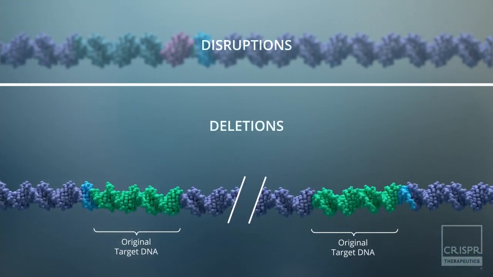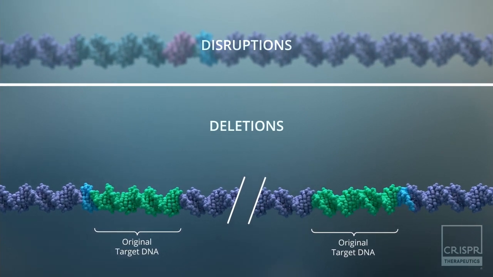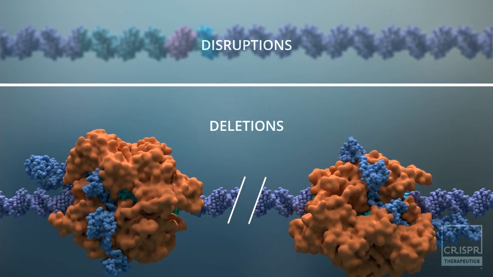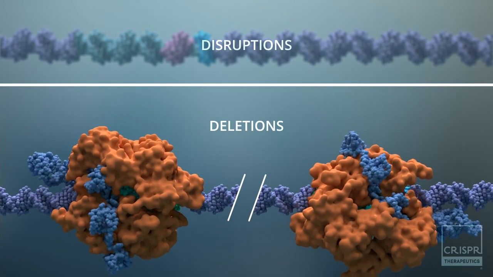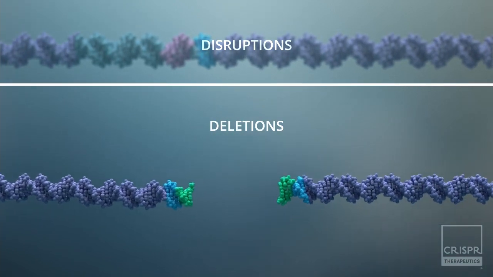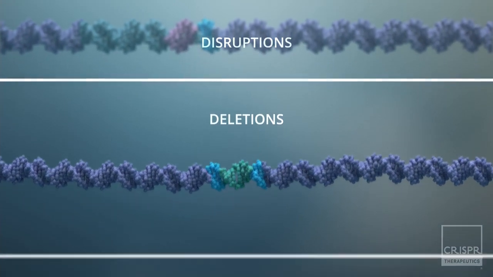A larger fragment of DNA can also be removed by using two different guide RNAs to target separate sites on either side of the desired deletion. Cleavage occurs at each site, and the repair process joins the separate ends, thereby deleting the intervening sequence.